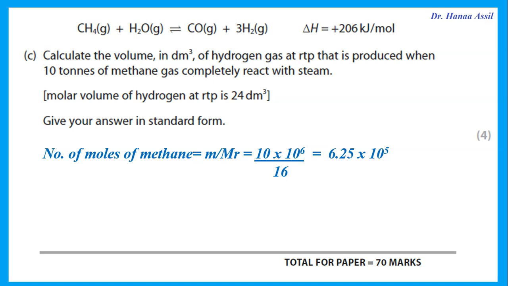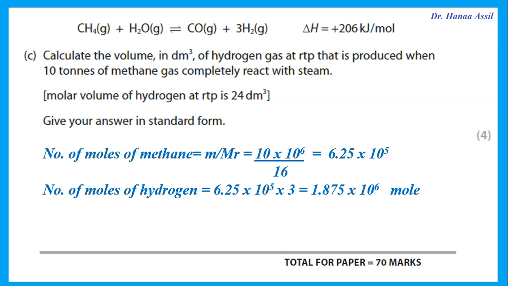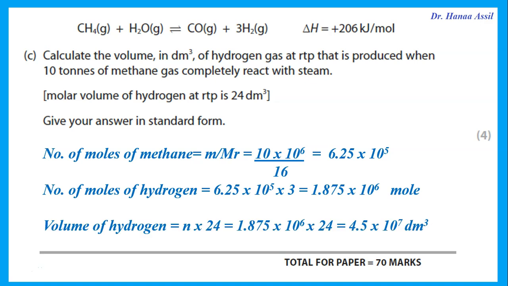Now, what are we being asked about? They're asking about hydrogen. So I look at the equation. I find that 1 mole of methane will give how many of hydrogen? You can see that they give 3. So that means the number of moles of hydrogen is number of moles of methane times 3. Now we're asked to calculate what? The volume. How do I get volume of a gas? Volume of a gas is number of moles times 24. So the number of moles of hydrogen times 24 gives the volume of hydrogen in decimeter cubed.